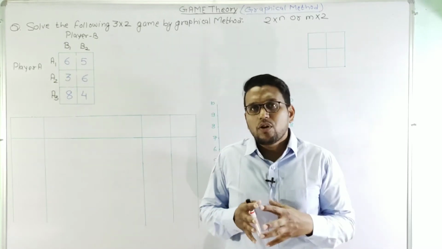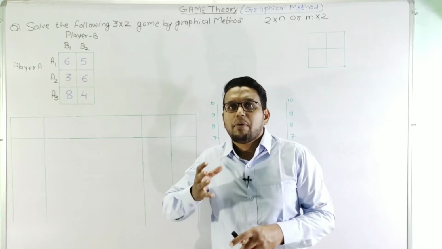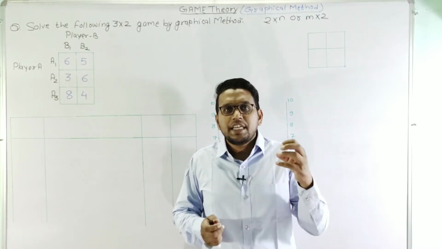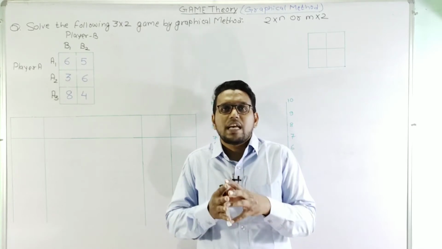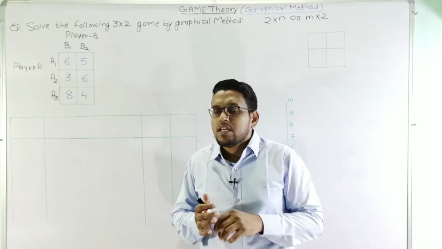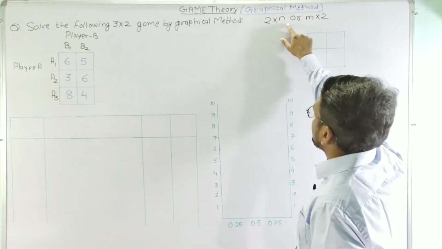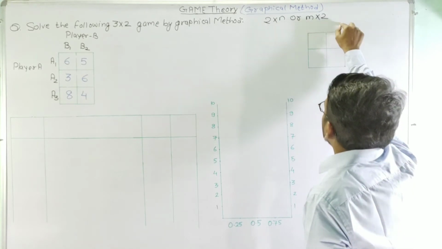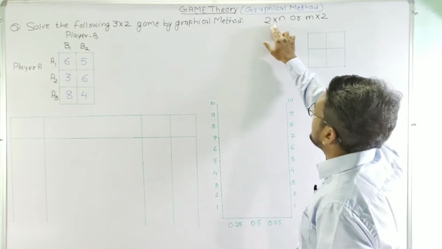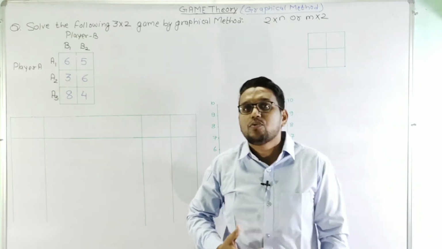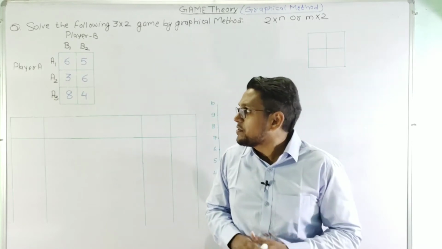Before moving on with the problem, we must understand that to solve a game theory problem by graphical method, any one of the players, that is player A or player B, must have only 2 strategies. That means to apply the graphical method we need to have a 2 cross n matrix or an m cross 2 matrix. So at least one of the players must have only 2 strategies, then only we are able to apply the graphical method. So let us see how to solve this.